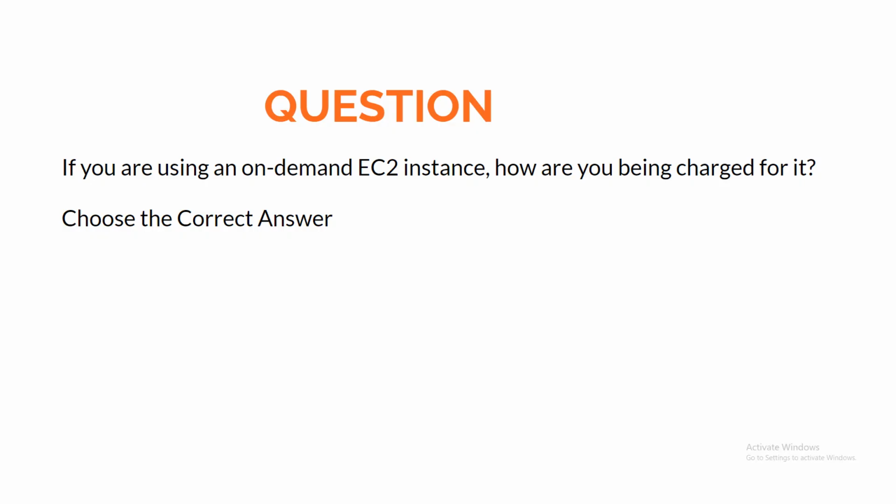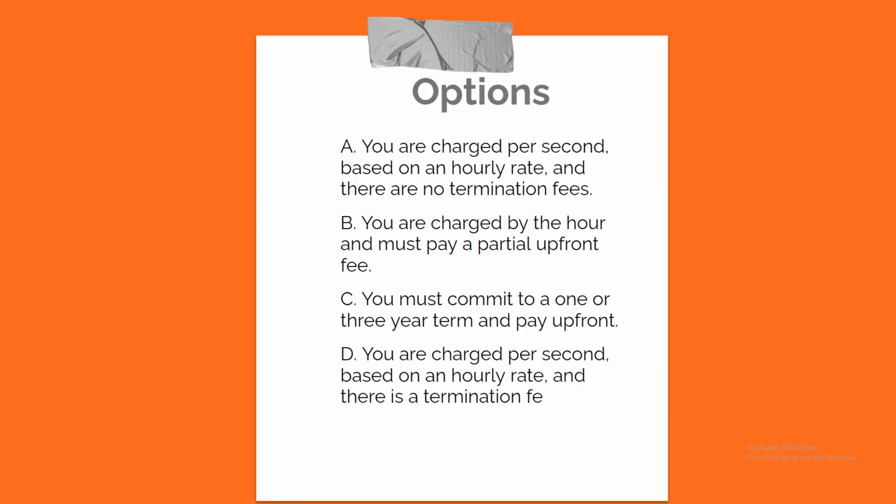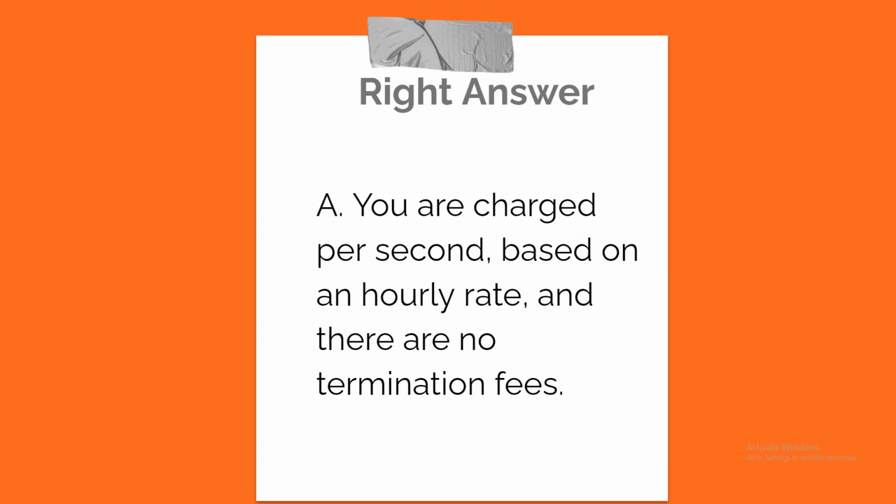Question: If you are using an on-demand EC2 instance, how are you being charged for it? Choose the correct answer. A. You are charged per second, based on an hourly rate, and there are no termination fees. B. You are charged by the hour and must pay a partial upfront fee. C. You must commit to a 1 or 3 year term and pay upfront. D. You are charged per second, based on an hourly rate, and there is a termination fee. Answer: A. You are charged per second, based on an hourly rate, and there are no termination fees.